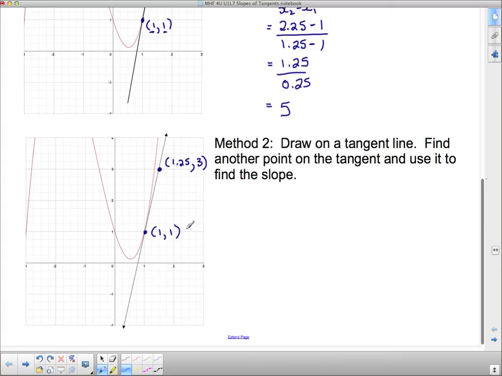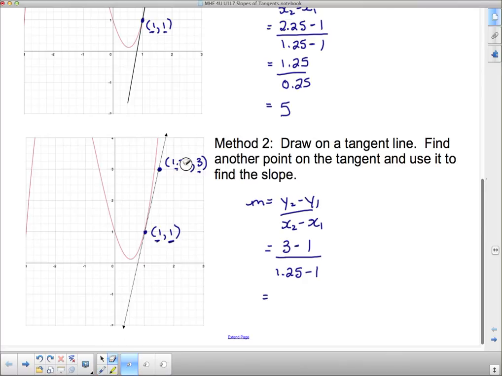Now, let's see if there's any difference between method 1 and method 2. So, m equals y2 minus y1 over x2 minus x1. And our y2 is 3, and we're going to subtract 1, and that came from here and here. And our x's, 1.25 and 1, we're going to go 1.25 minus 1. Oh, and it's not 1.25, is it? Ooh, that's 1.5. So that should be 1.5.